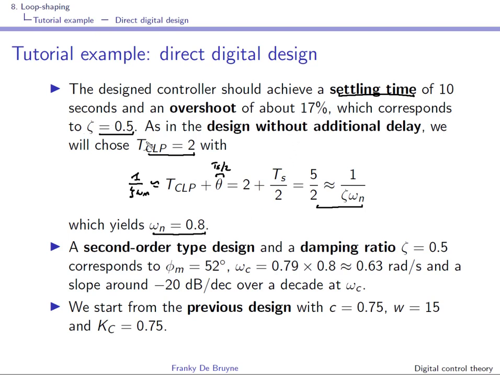The zeta of 0.5 will give you a phase margin of 52 degrees, a normalized crossover of 0.79, and so we'll have a crossover frequency at 0.63 radians per second. So that's the frequency at which we have to impose this phase margin of 52 degrees. Of course, around the crossover frequency we have to impose a slope of minus 20 dB per decade, and as usual we'll start from the previous design.